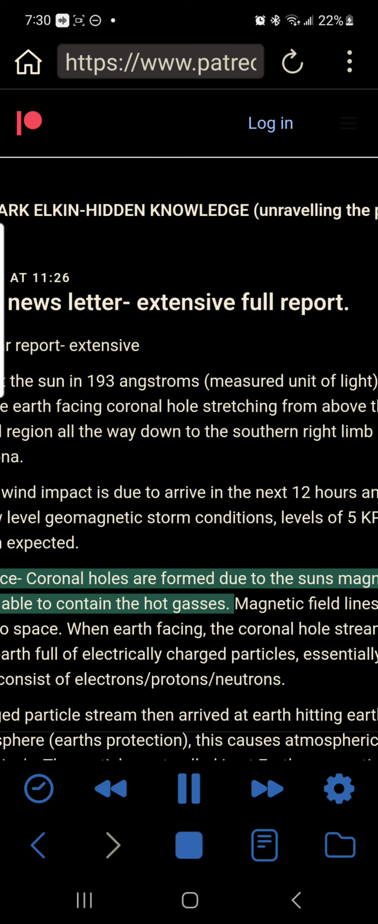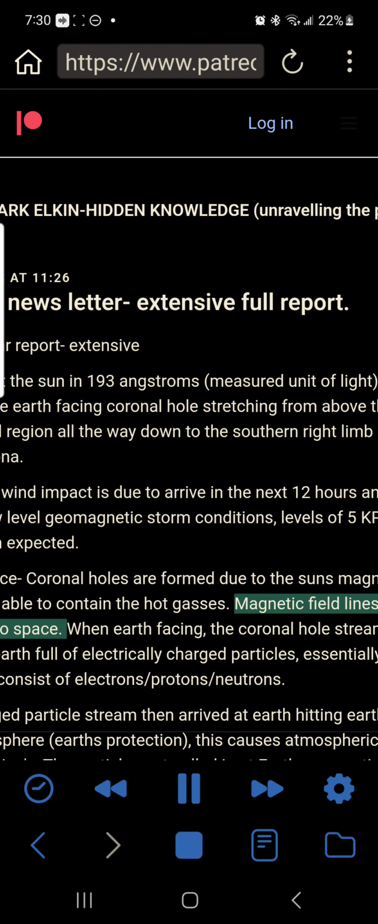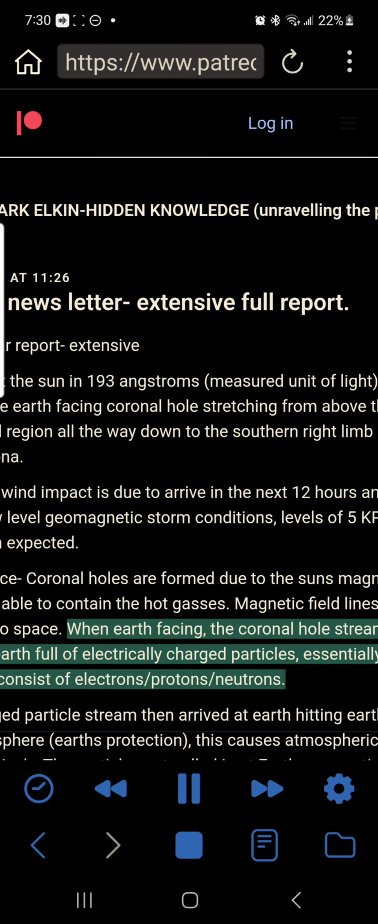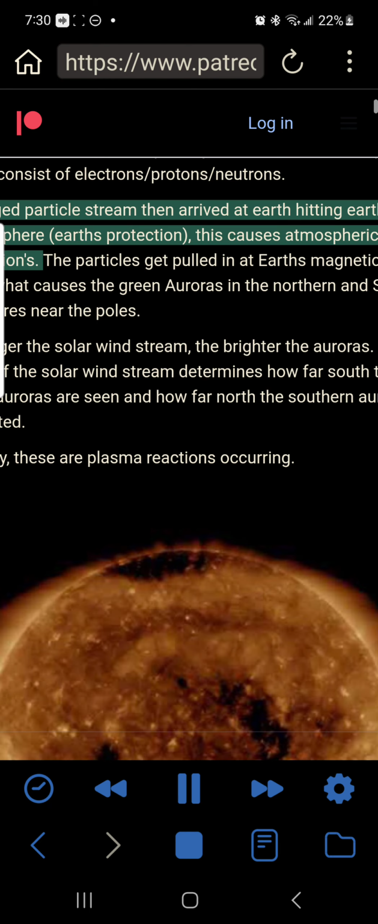The Sun's coronal holes are formed due to the Sun's magnetic field not being able to contain the hot gases. Magnetic field lines stretch far out into space. When Earth-facing, the coronal hole stream shoots towards Earth full of electrically charged particles. Essentially, the particles consist of electrons, protons, neutrons. The charged particle stream then arrives at Earth, hitting Earth's magnetosphere, Earth's protection.